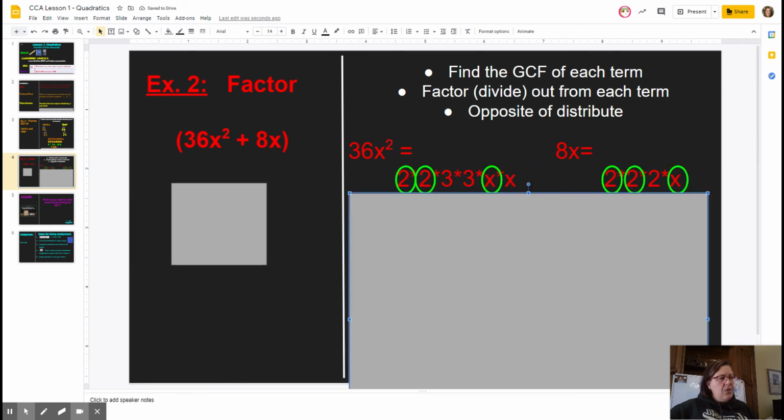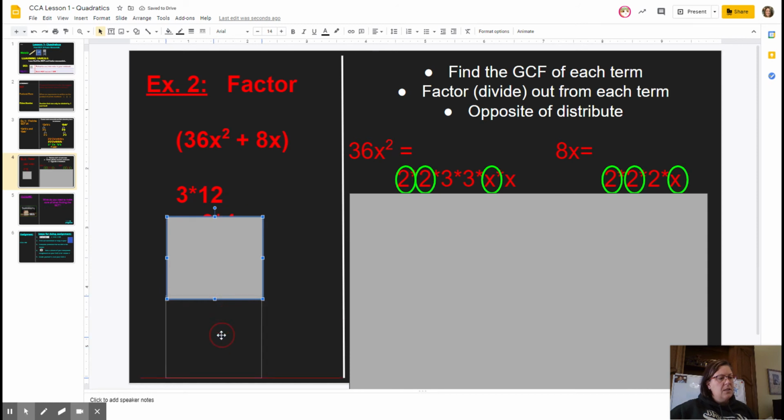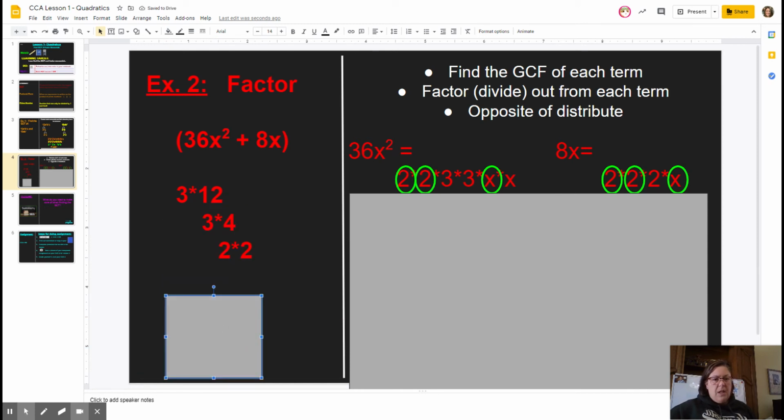So I know that 36 can break down as 2 times 2 and 3 times 3, and that comes from the fact that 36 can start as 3 times 12. I can break 12 into 3 times 4, and then I can break 4 into 2 times 2. So here's my 2 and my 2, my 3 and my 3. Those are right here. Then I also know that x squared turns into x times x.